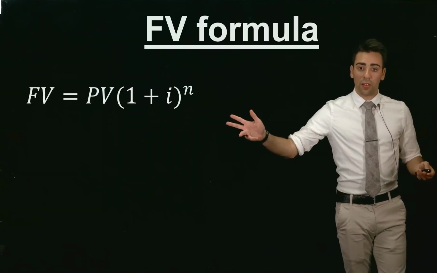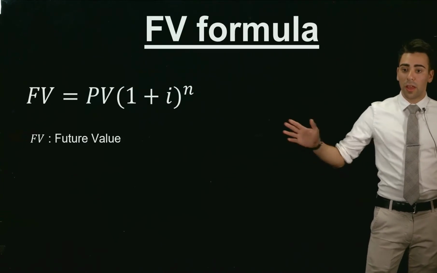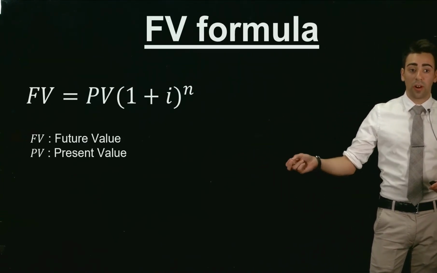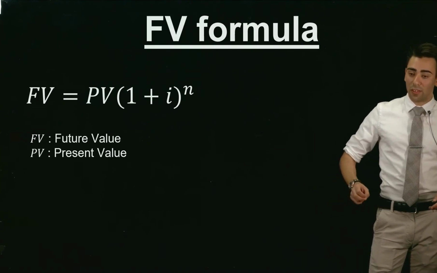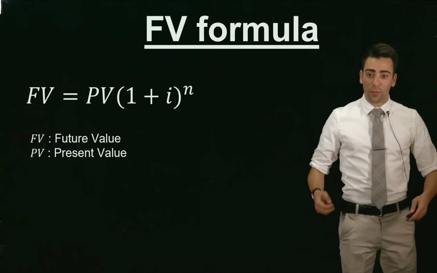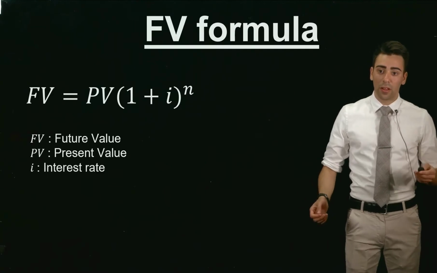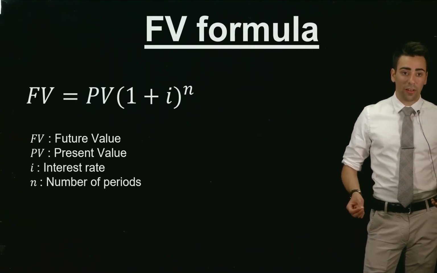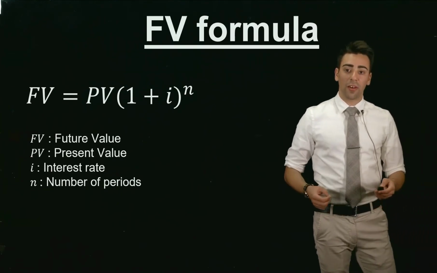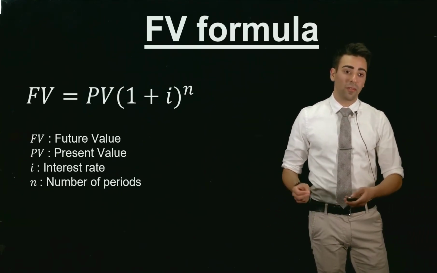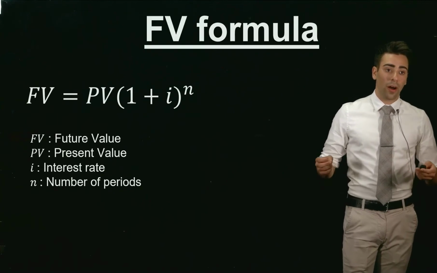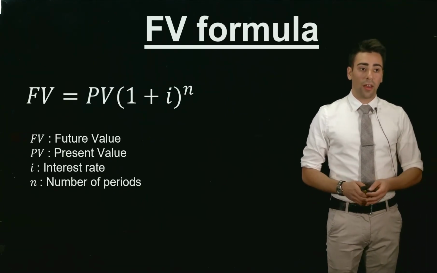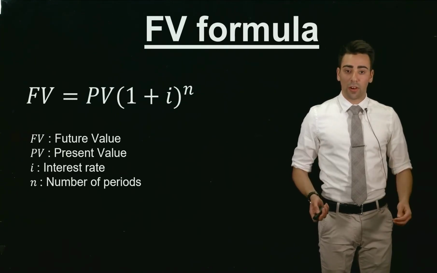This is our future value formula. So, FV is equal to the future value, PV is equal to the present value, which is the value today, which we invest at t equals 0. I is the interest rate, and N is the number of periods. So to calculate this, we multiply the present value by (1 plus I) to the power of N, and we'll use this formula later on in our example.